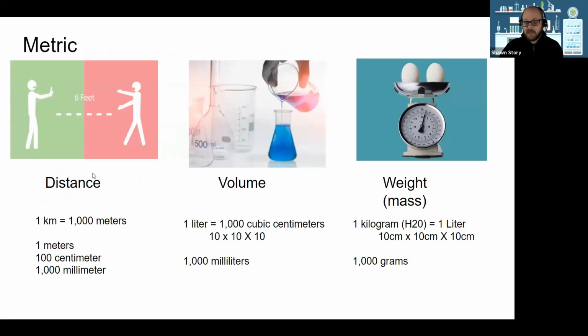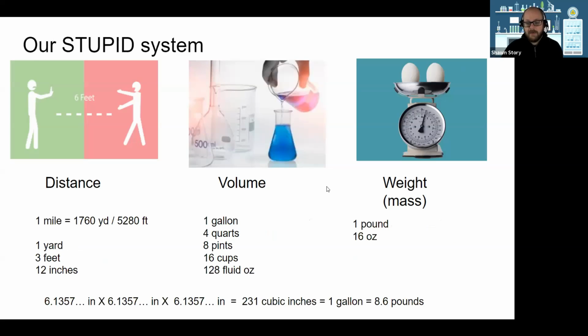So here are the 3 things that we can measure, right? We can measure distance, we can measure volume, and we can measure weight or our mass. And in the metric system, they are all interconnected with each other. They're all divisible by 10. It's just ones and zeros. Perfect, beautiful, scientific system. And then we have our system, the standard system. That's not really standard of this here.